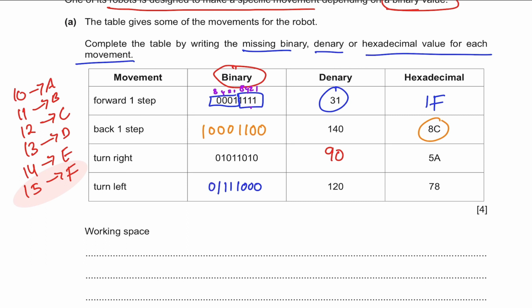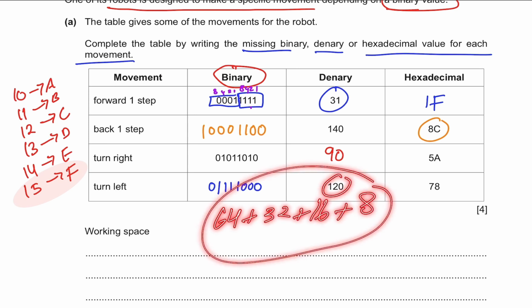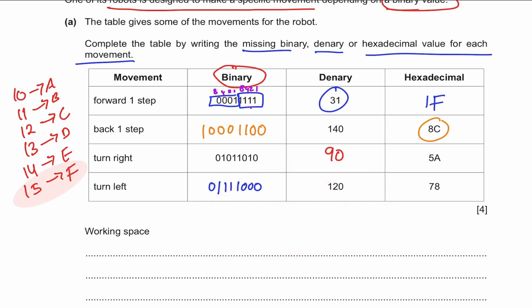This is how you will get 8 and 7. You can see 1, 2, 4, 8, 16, 32, 64, 128. So 128. Now if you add 64 plus 32 plus 16 plus 8, it will give you 120. This is how it will look.